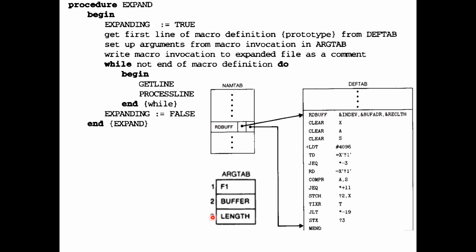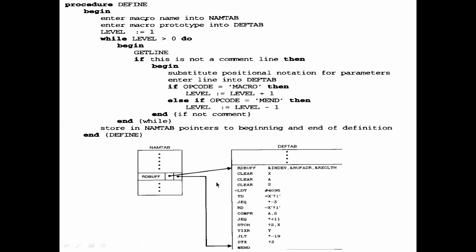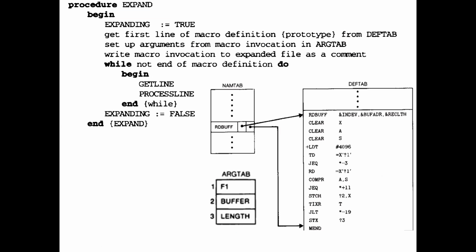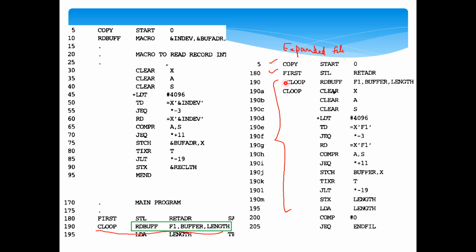So in expand, you are creating your argument table. So what is your macro invocation statement? Your macro invocation statement is F1, buffer, length. So take these arguments and create your argument table, that is, set up arguments from macro invocation in argument table: F1, buffer, length. Then write the macro invocation statement to expanded file as a comment. So the first statement, rdbuff, this line is written to the expanded file as a comment. See, .cloop, this is a comment actually. The first line is written to the expanded file as a comment.